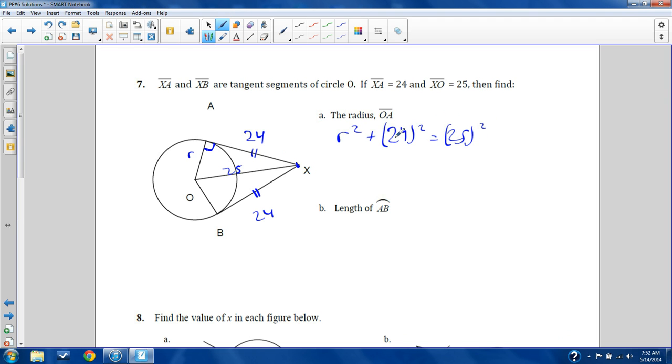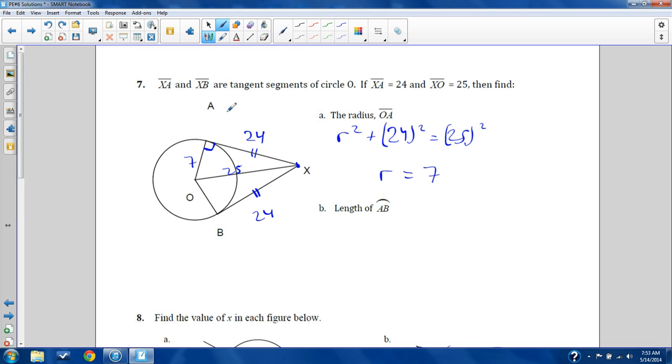I think on my answer sheet I stopped right here because I know my special triangle. Don't take my word for it, though. Do it yourself. Use the Pythagorean Theorem, but you'll end up getting R equals 7. You get 625 minus 576. You take the square root of 49. You get 7. So your radius now is 7.